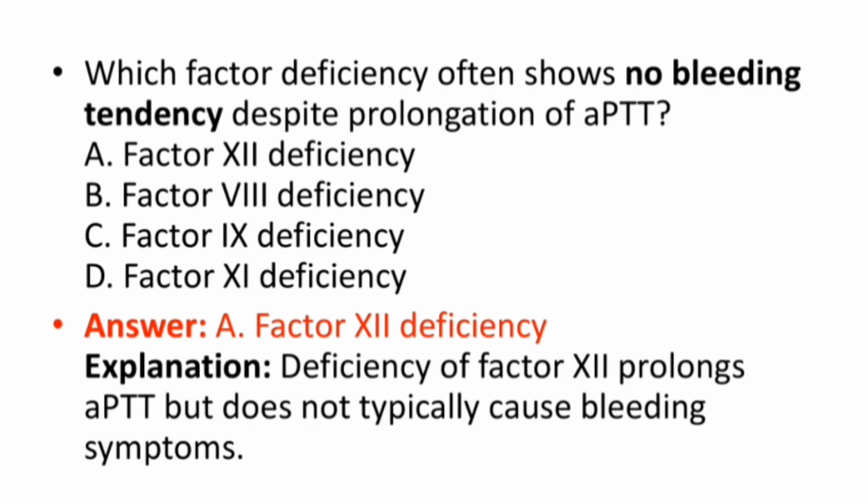Which factor deficiency often shows no bleeding tendency despite prolongation of APTT, activated partial thromboplastin time? Option A, factor 12 deficiency; option B, factor 8 deficiency; option C, factor 9 deficiency; option D, factor 11 deficiency. The correct answer is option A, factor 12 deficiency. Deficiency of factor 12 prolongs activated partial thromboplastin time but does not typically cause bleeding symptoms.